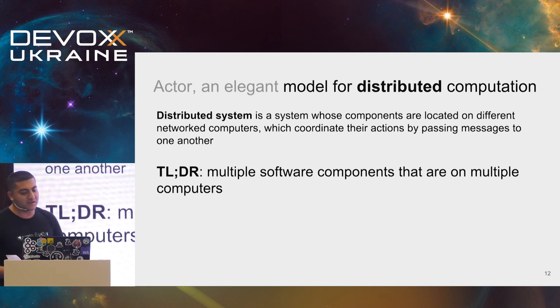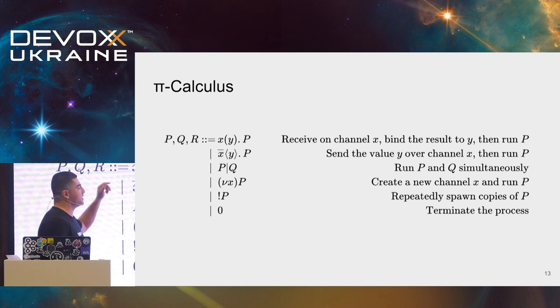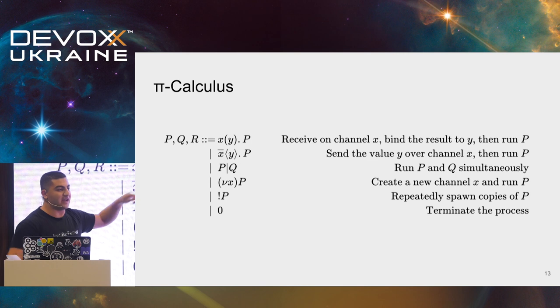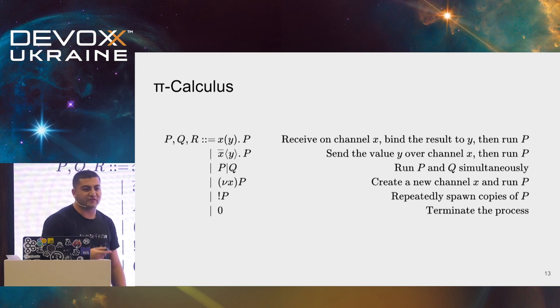So for a distributed system, what we call is multiple software components that run on multiple computers. Everyone is fine with this definition? Okay, fine. So we invented pi calculus. This is just the grammar of this language. All is based on channels, each channel has a name, and every process will send messages to this channel. You can compare this to RabbitMQ or Kafka. It's the same thing.